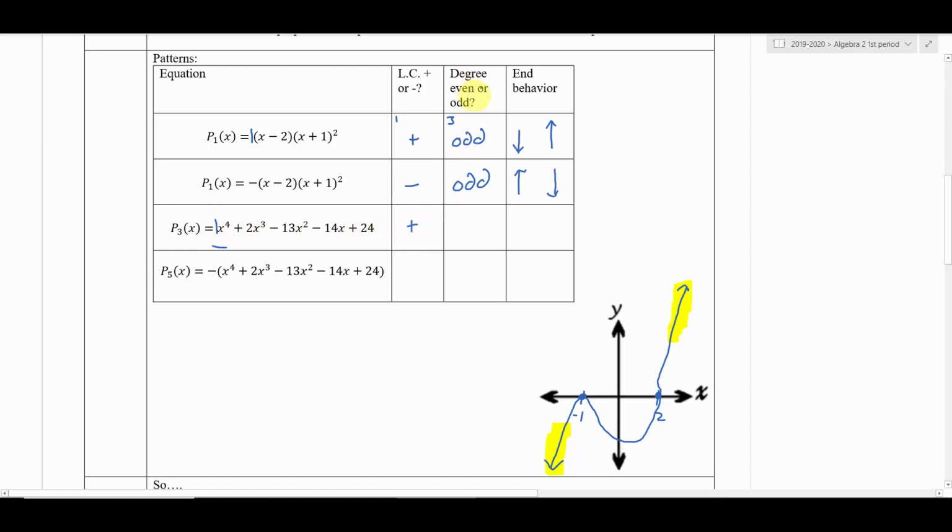Then I'm going to assess the degree. So remember, the degree is the highest exponent that we see when it's in that standard form.